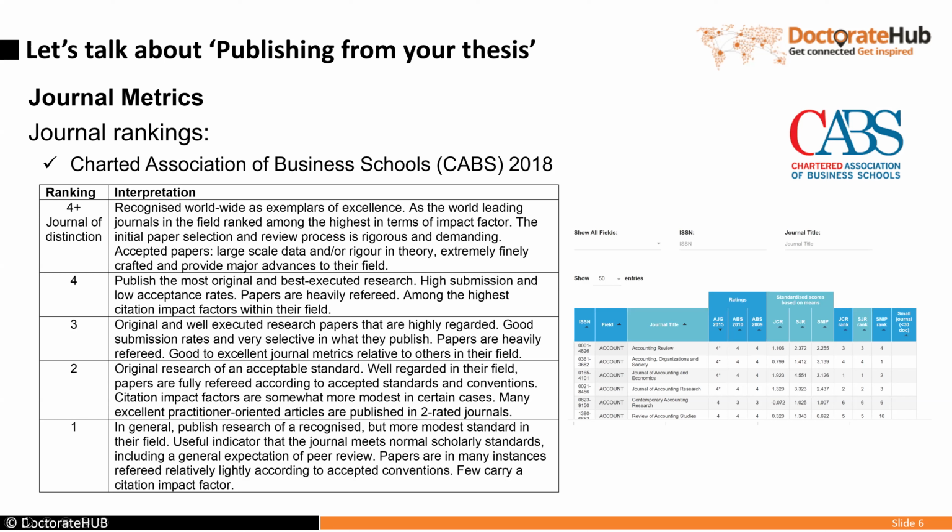It's also quite selective what they publish, so there is a high rejection rate, and papers are quite heavily refereed on those again. When you look at the 2, which is original research of an acceptable standard, it is quite well regarded, very well refereed, and a citation impact is certainly there. A lot of practitioner-orientated articles are published in level 2 journals and quite well accepted. And then obviously the 1 is the general published research of recognised but more modest standard. So you tend to do a lot of citations around the 2s, 3s and 4s. So certainly well worth having a look at that. Any journal you're going to go to, have a look at their ranking.